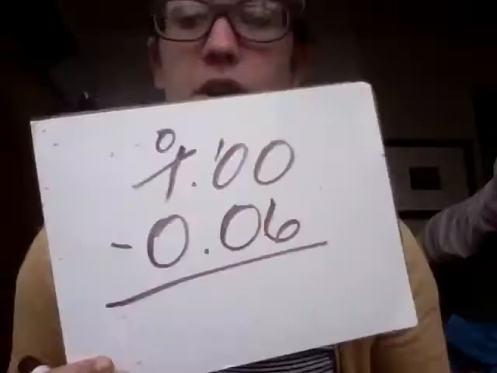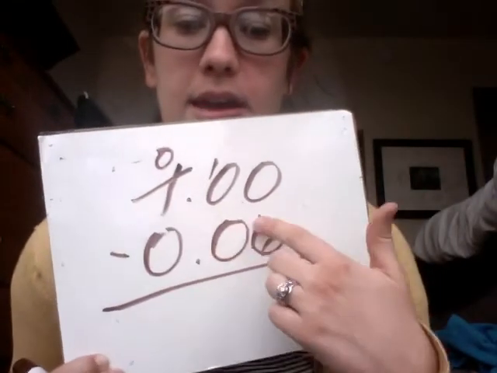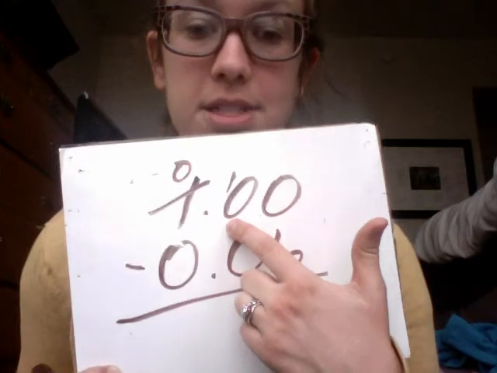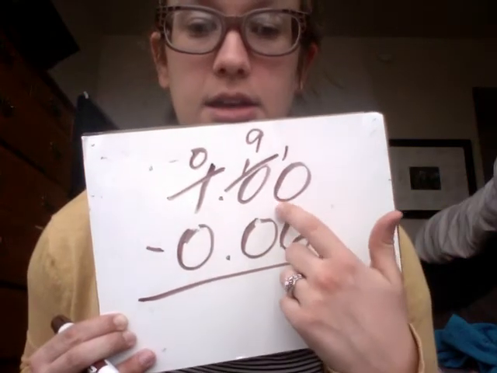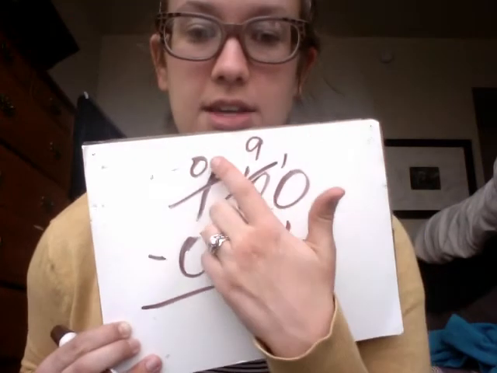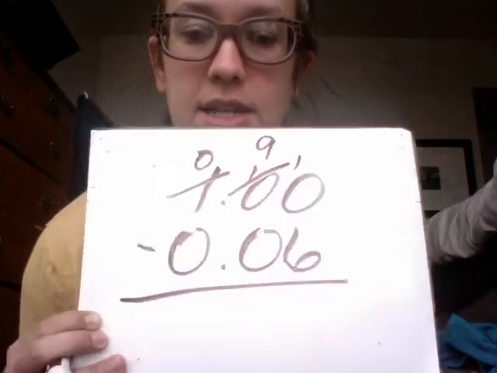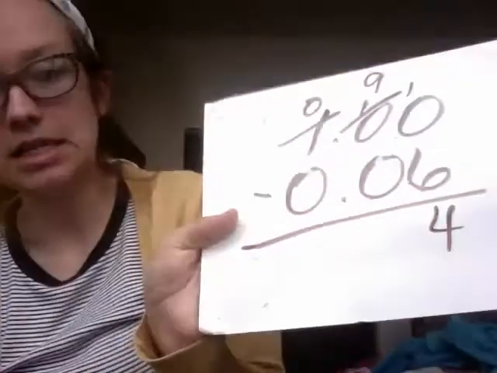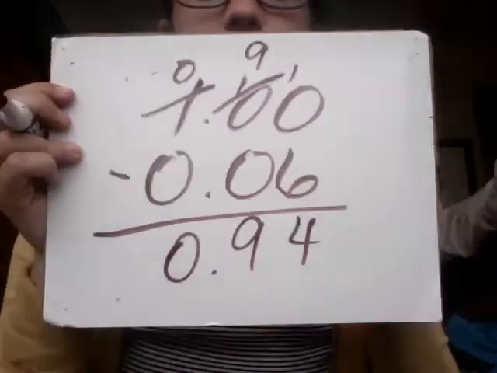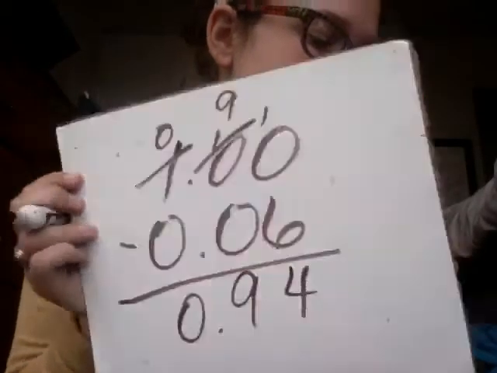So let's trade our 1 to make 10 tenths. I still need to get some hundredths, so I'm going to trade one of my tenths to make 10 hundredths. I still have 9 tenths left. Now I have 10 hundredths. 10 hundredths minus 6 hundredths is 4. 9 tenths minus 0 tenths is 9. And 0 ones minus 0 is 0. So we get the right answer, 0.94.